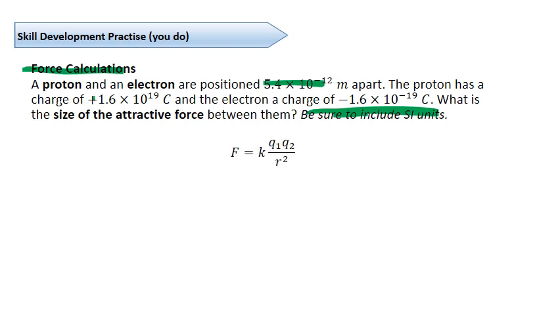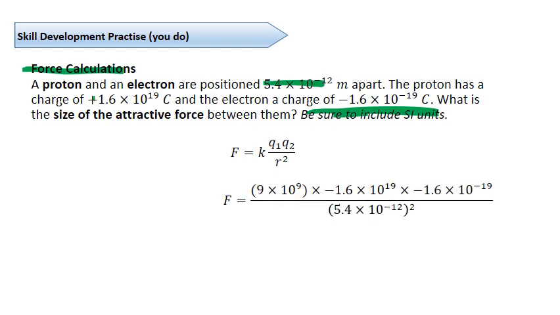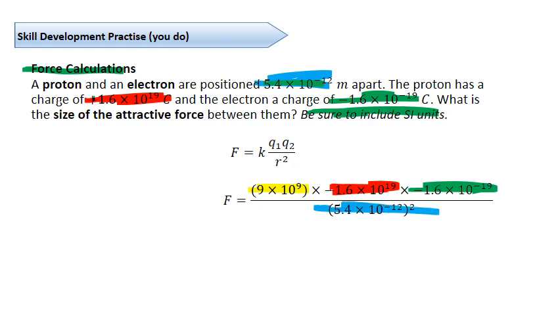Okay, I've got my formula. F equals K times Q1 times Q2, whole thing divided by R squared. Substituting in those values, we know our constant is 9 times 10 to the 9. We also know the charge of our proton is 1.6 times 10 to the negative 19, and we also know the charge of our electron. The distance between them is given here, 5.4 times 10 to the negative 12. If you put that into a calculator, you should get force equals 2.7 newtons.